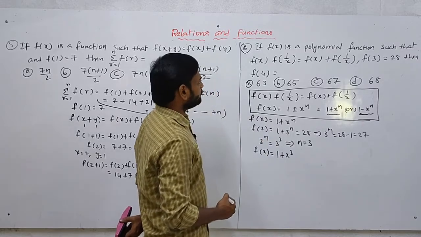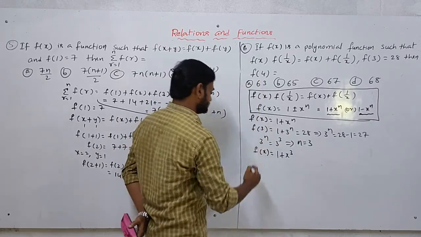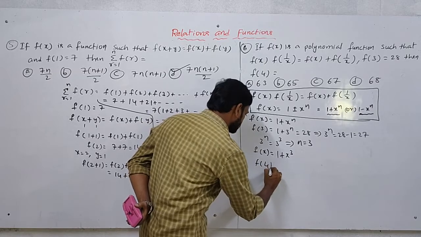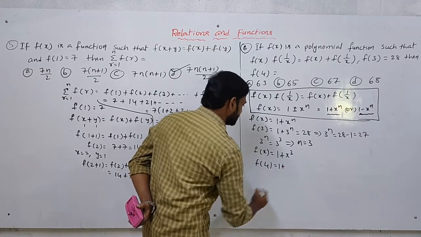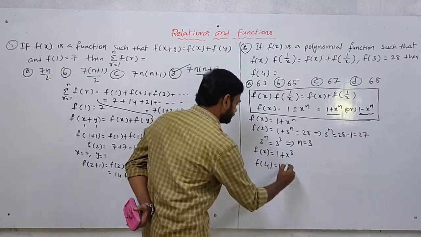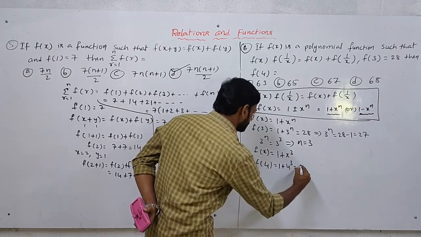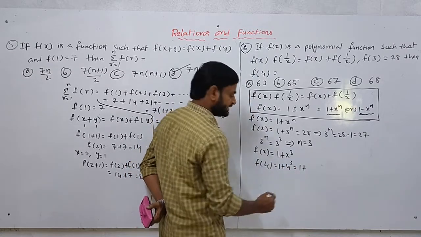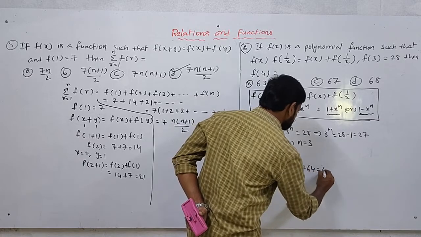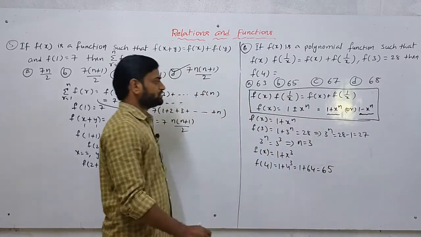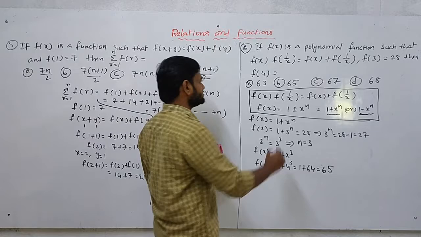Now finally, which one we have to find? f of 4. That is, f of 4 is equal to 1 plus x value 4 cube. So 1 plus 4 cube, it is 64, it is 65. 1 plus 64 is 65. So the answer is B.